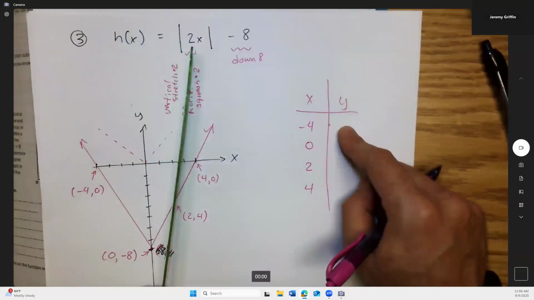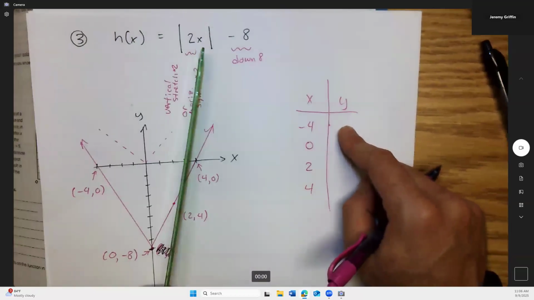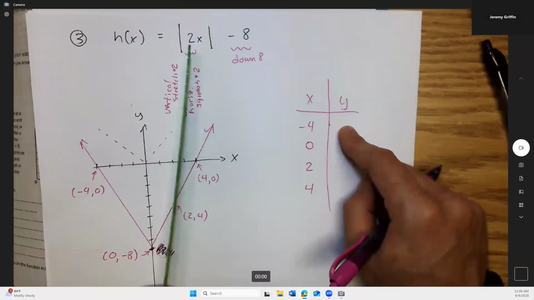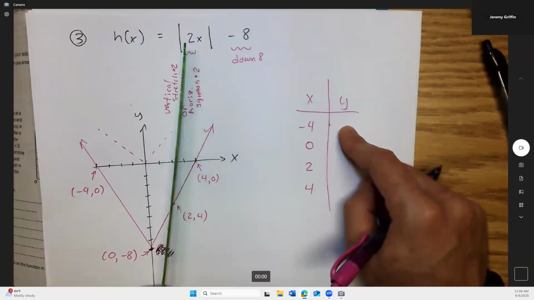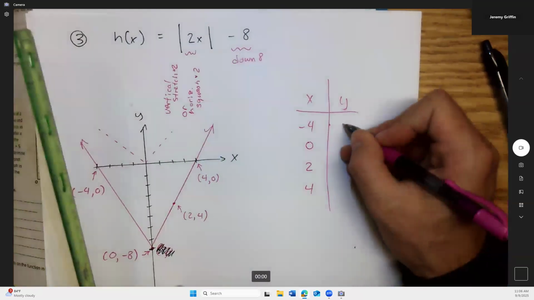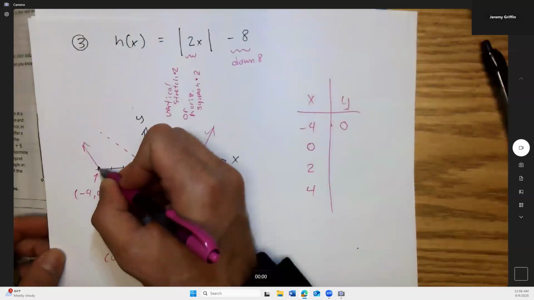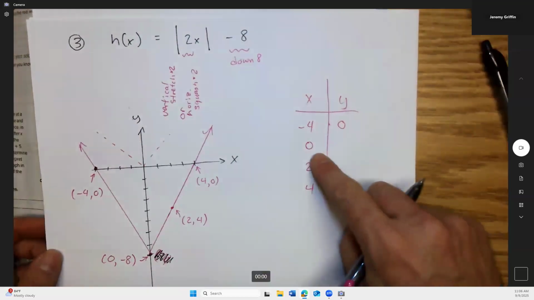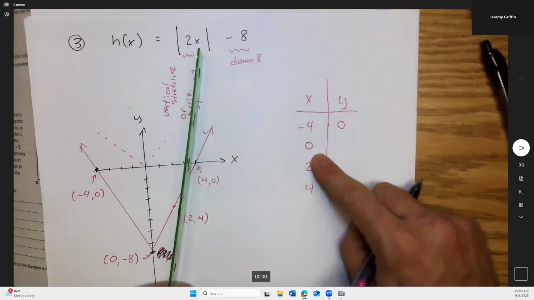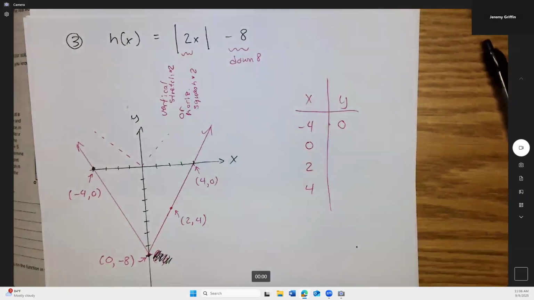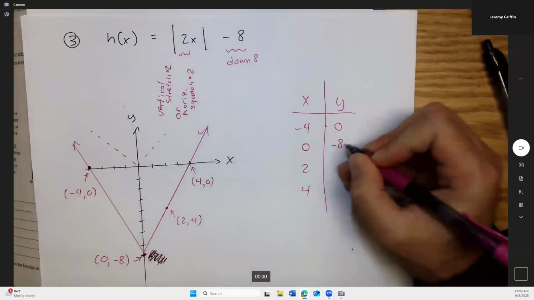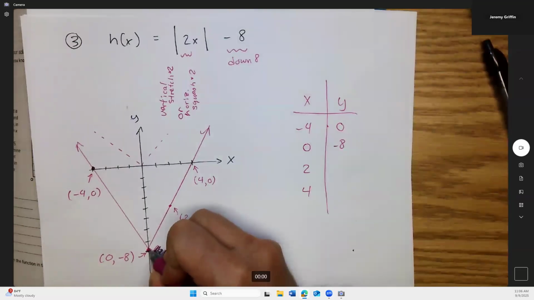Guys, what's 2 times -4? -8. What's the absolute value of -8? 8. And what is 8 minus 8? 0. So -4, 0. Hey, that's that point right there. Oh yeah. Now 0: 2 times 0 is 0, minus 8 is -8. So 0, -8. Hey, there's this point here.